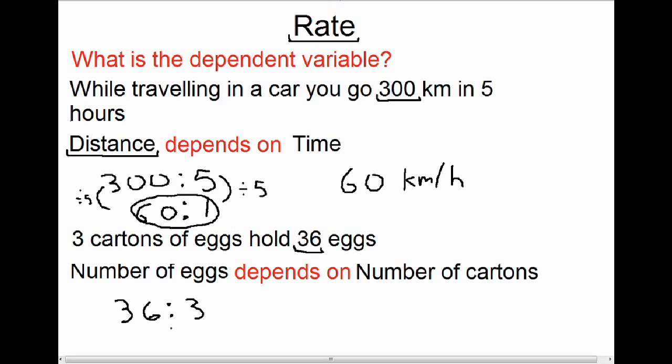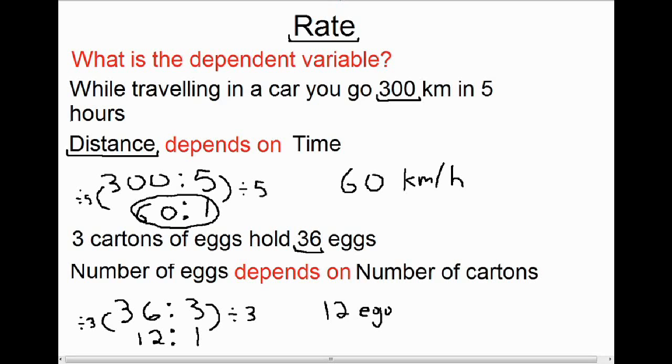With the second example, again, if we're going to calculate the rate, we're going to make the independent variable 1, the second number in our ratio. And in this case, we're going to do it, again, by dividing, but this time we're dividing by 3 to change 3 to 1. So that's what we have to do to 36, is divide it by 3. And when we do that, we get 12. And what that means is 12 eggs per carton. 12 eggs for every 1 carton.